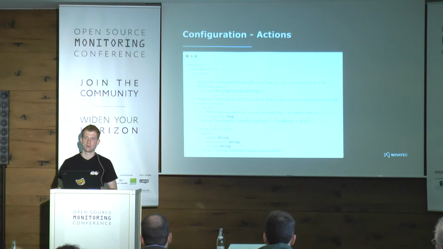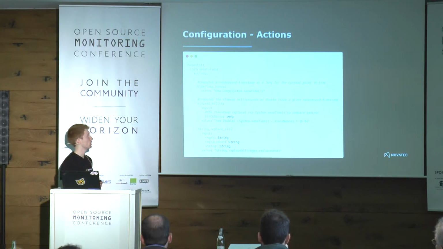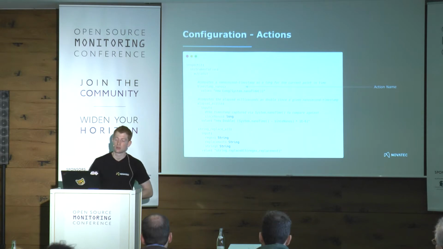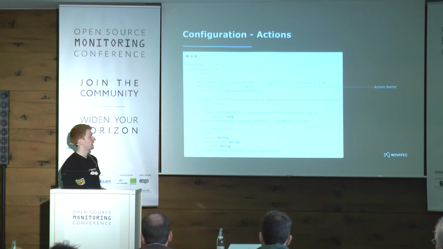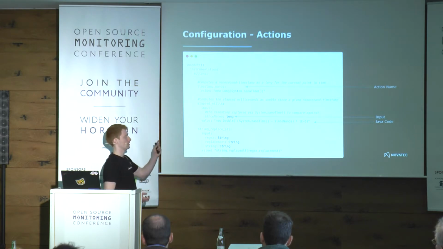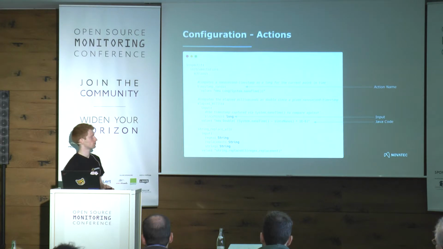As I already said, actions are simply Java snippets which will be executed by a rule. In this case, we have 3 different actions, and each action is defined by a name so that we can reference this action again. In addition to that, you can define an input. Like a normal Java method, this action can also have an input. And in addition to that, you have Java code, which will then be executed when the action is invoked.